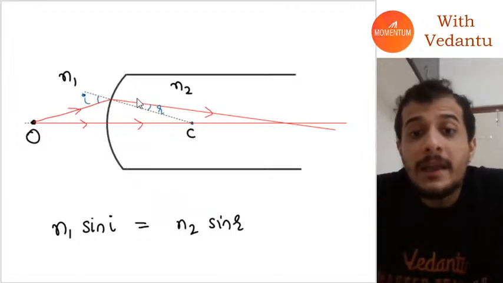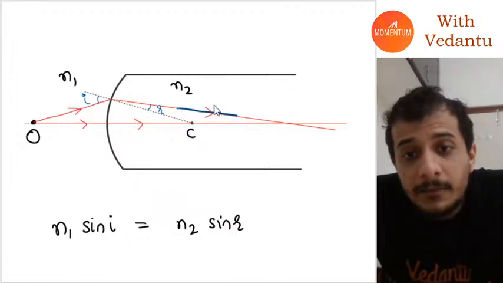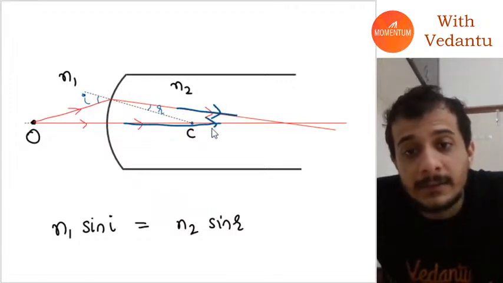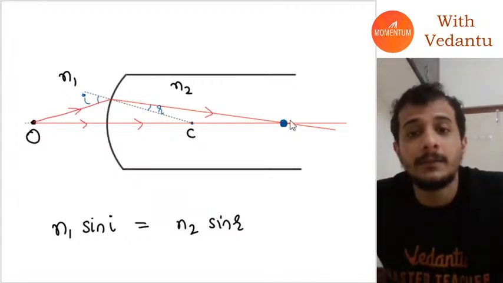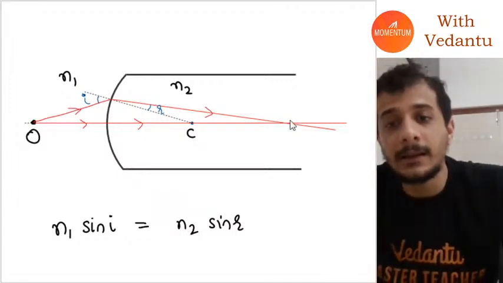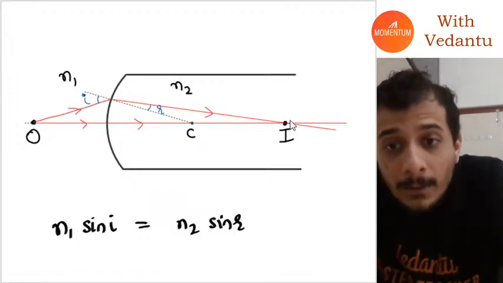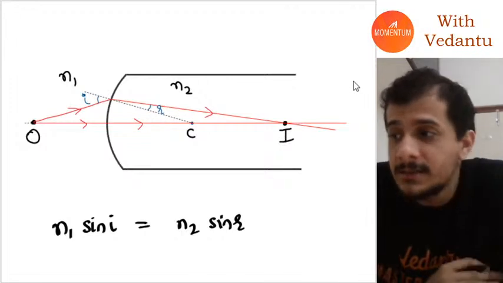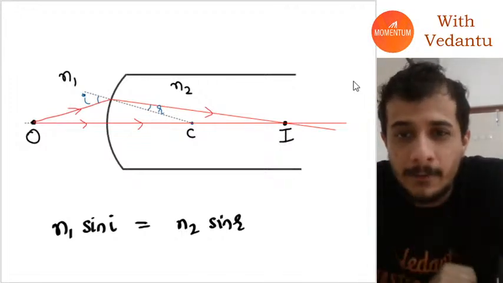Okay, now if you see here, guys, this is the refracted ray and this is the refracted ray, and both of them are meeting at this point. So that point will be what? That point will be the image in this case. I hope everybody is following.